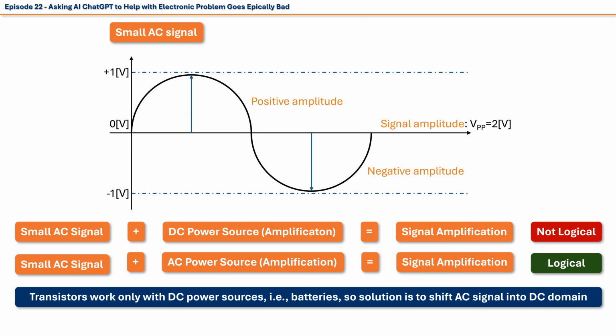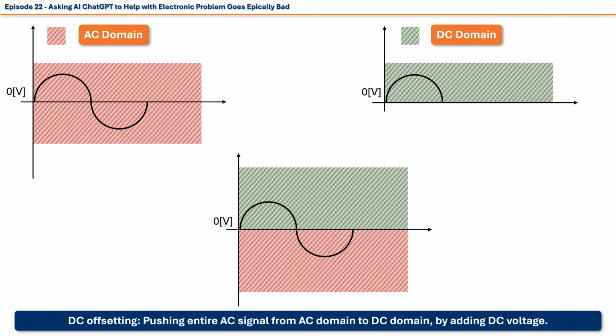It's only logical, right? Well, transistors, the main building blocks of every amplifier, are not designed to work with alternating current power sources, only with direct current ones, like batteries and alike. So, the only solution is to somehow shift the AC signal into the DC domain, and amplify it that way. This process is called DC offsetting. The idea is to add DC voltage to the AC signal, thus pushing the entire AC signal into the positive voltage region.